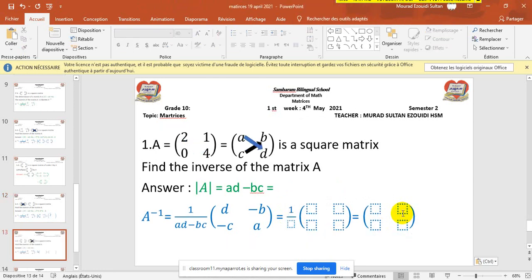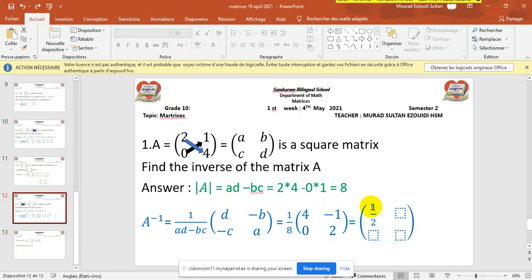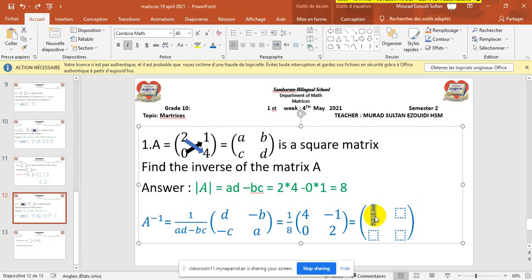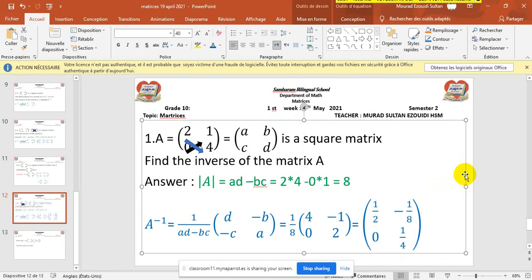Okay. Here it will be negative 1, negative 1 divided by 8. Then 1 over 8 multiplied by 0 is 0. Then 1 over 8 multiplied by 2 is 1 over 4. This is, my daughter, your homework. Clear? If you would like to make a screenshot, do, because I will leave to the next part. Clear?